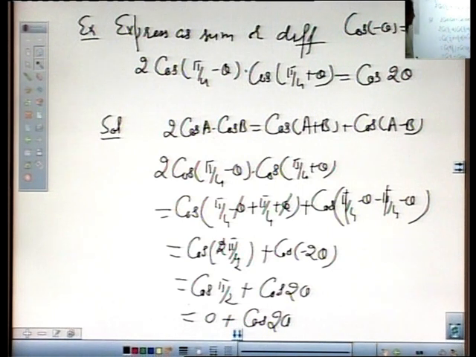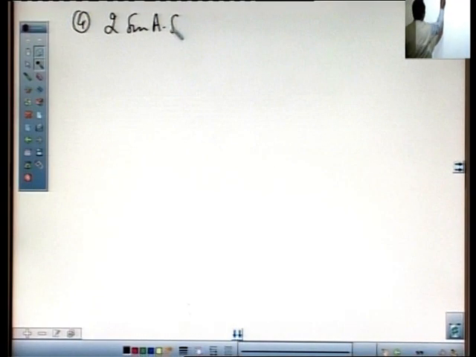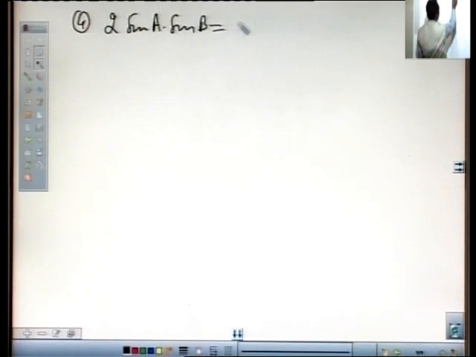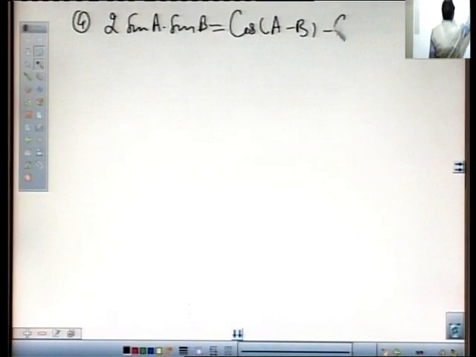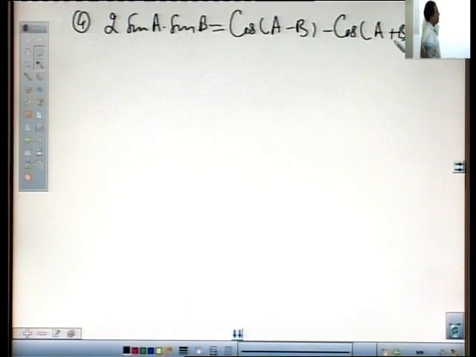And next formula number 4: 2 sin A sin B, this equal to cos A minus B minus cos A plus B. Formula number 4, the product of 2 sin A sin B, this equal to cos A minus B minus cos A plus B. First we prove this formula.